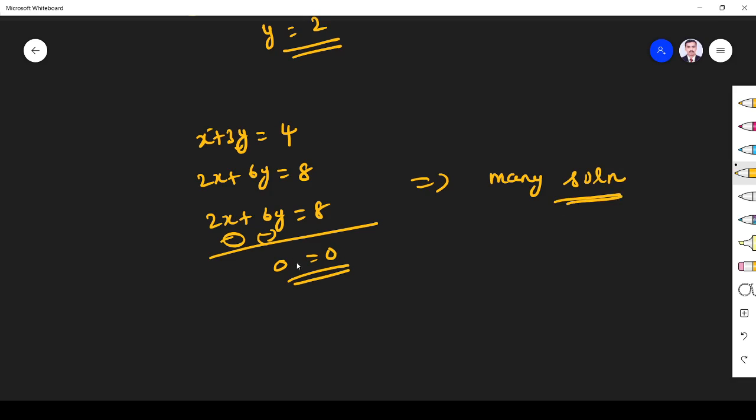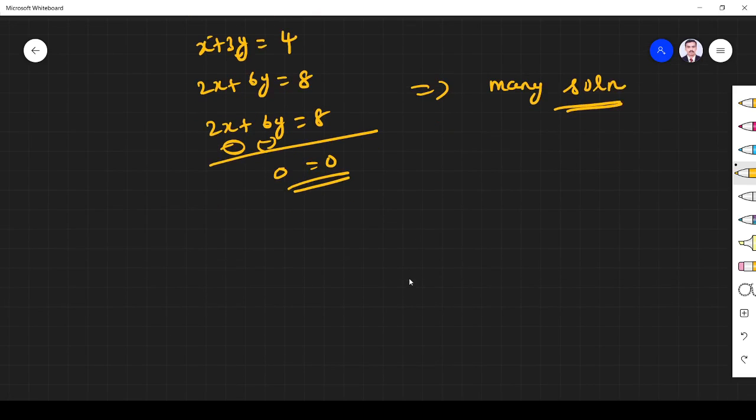Because they may substitute any value here and we can get the answer. Infinitely many solutions. Okay, next. Let me give one more example. Suppose no solution, we know already, right? So these are all the examples.